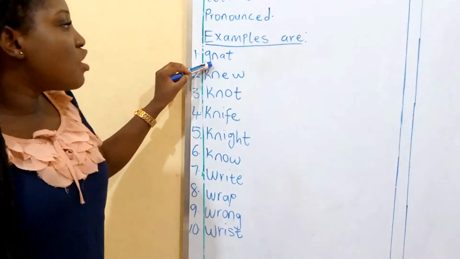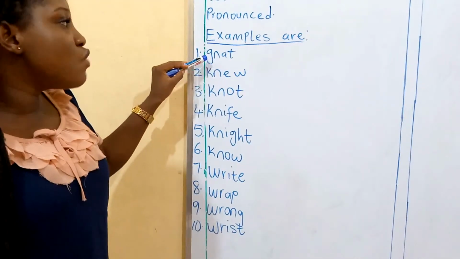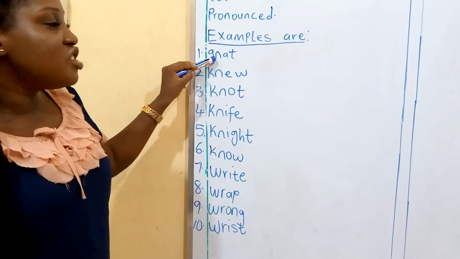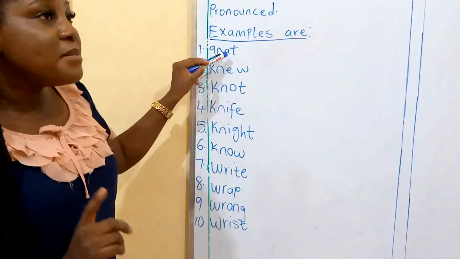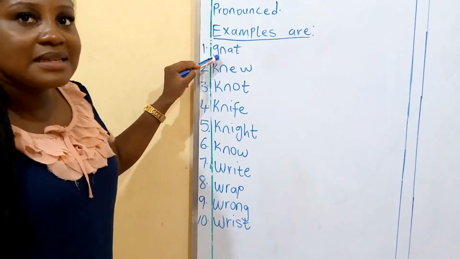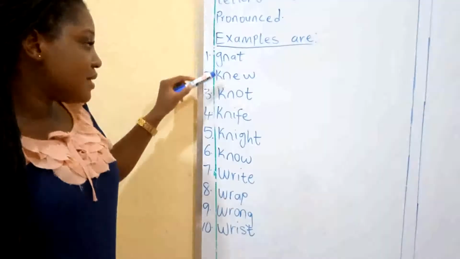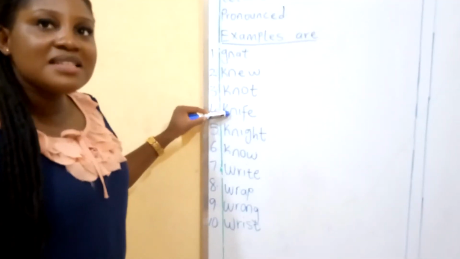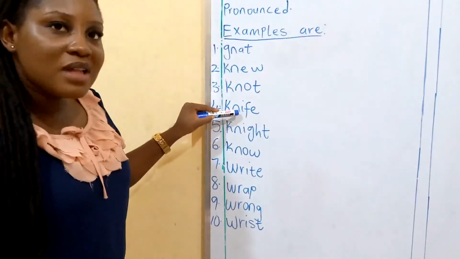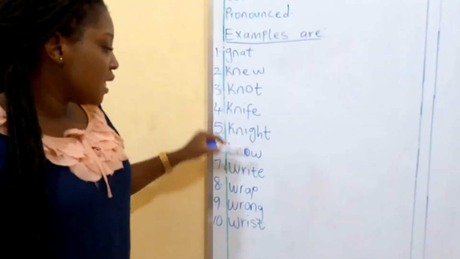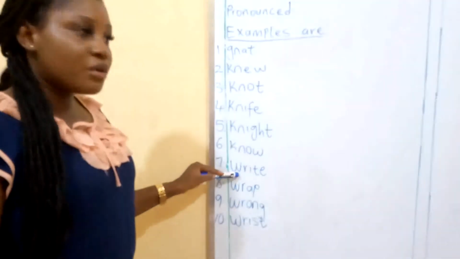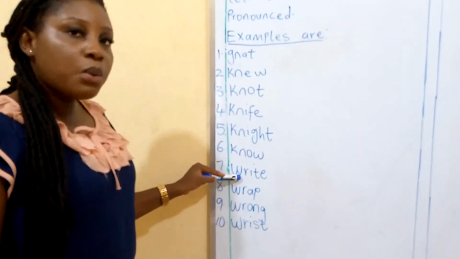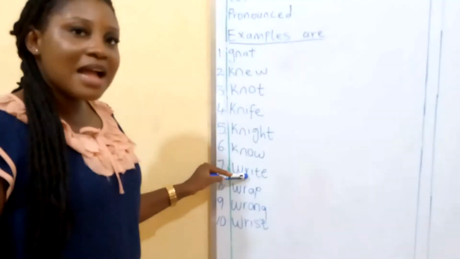When we see words like this, when you see a word that starts with GN, remember, the G is silent. The G is what? Silent. And if it is KN, it means K is silent. So when you are pronouncing it, you start from N. The same thing goes with WR. The W is silent and you start from R.